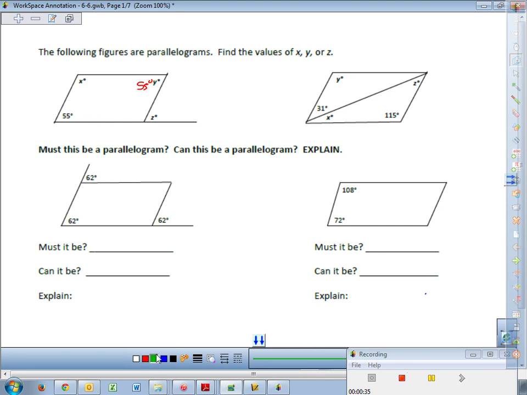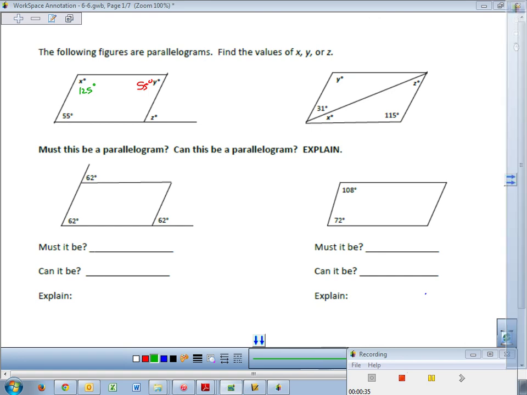X. What you got for x? 125. How'd you get that? What do you know about these two right here? They got to be supplementary. Aren't those consecutive angles in a parallelogram? And any two consecutive angles are supplementary, correct? How about z?